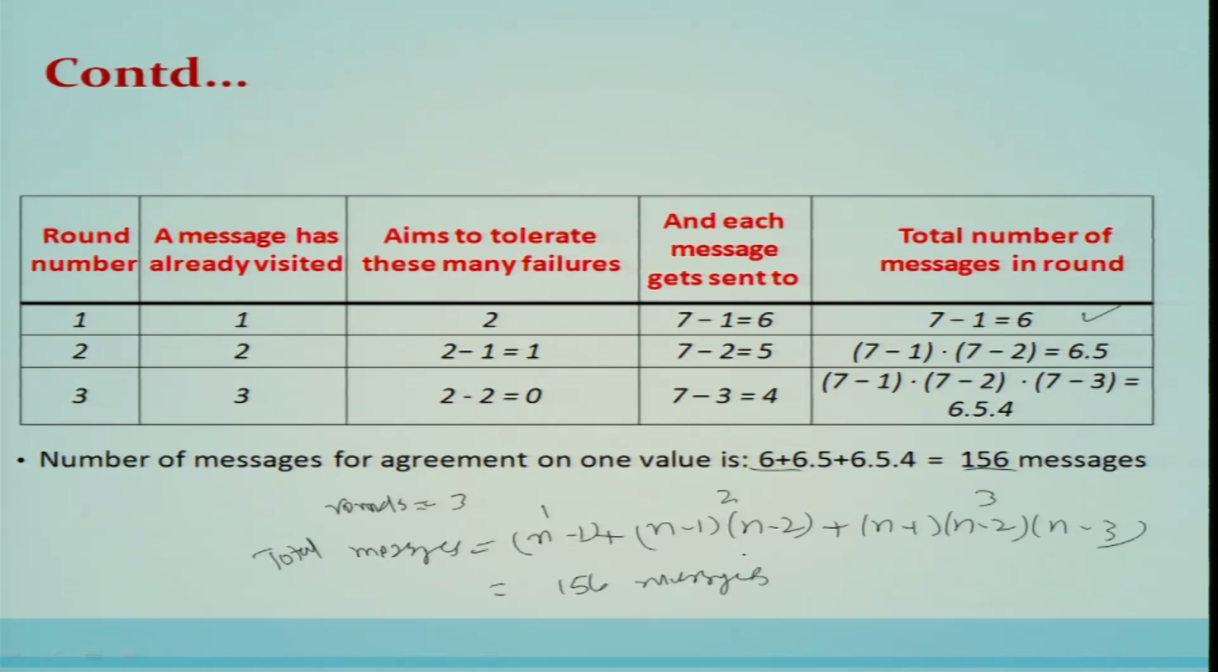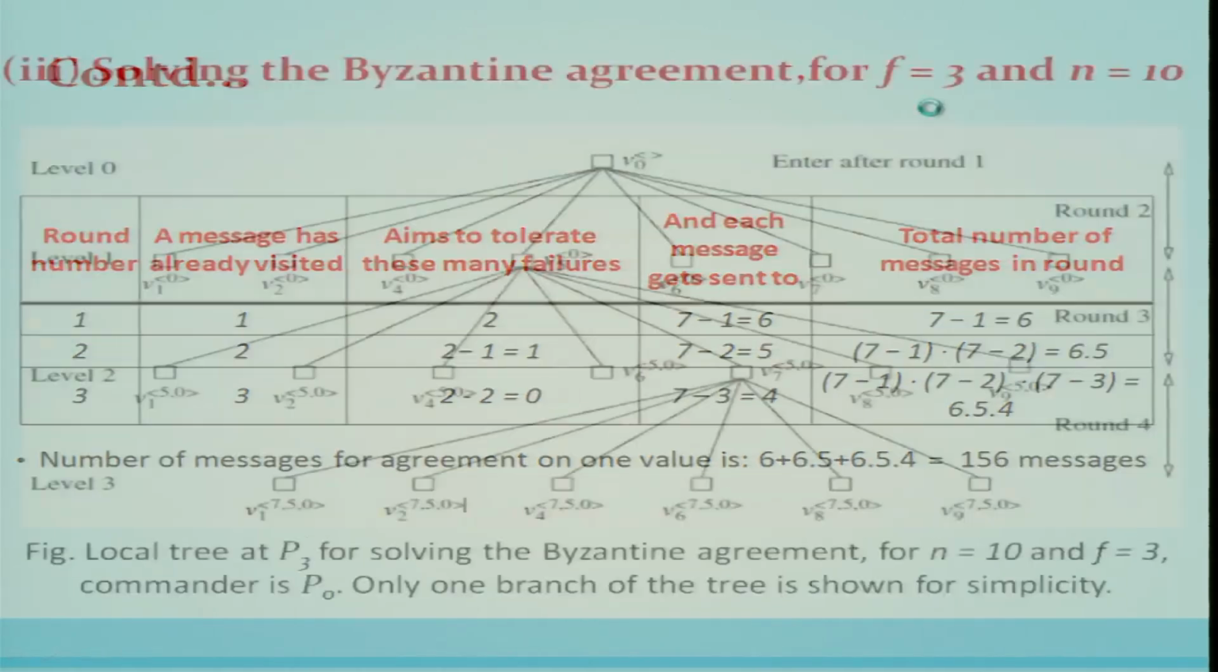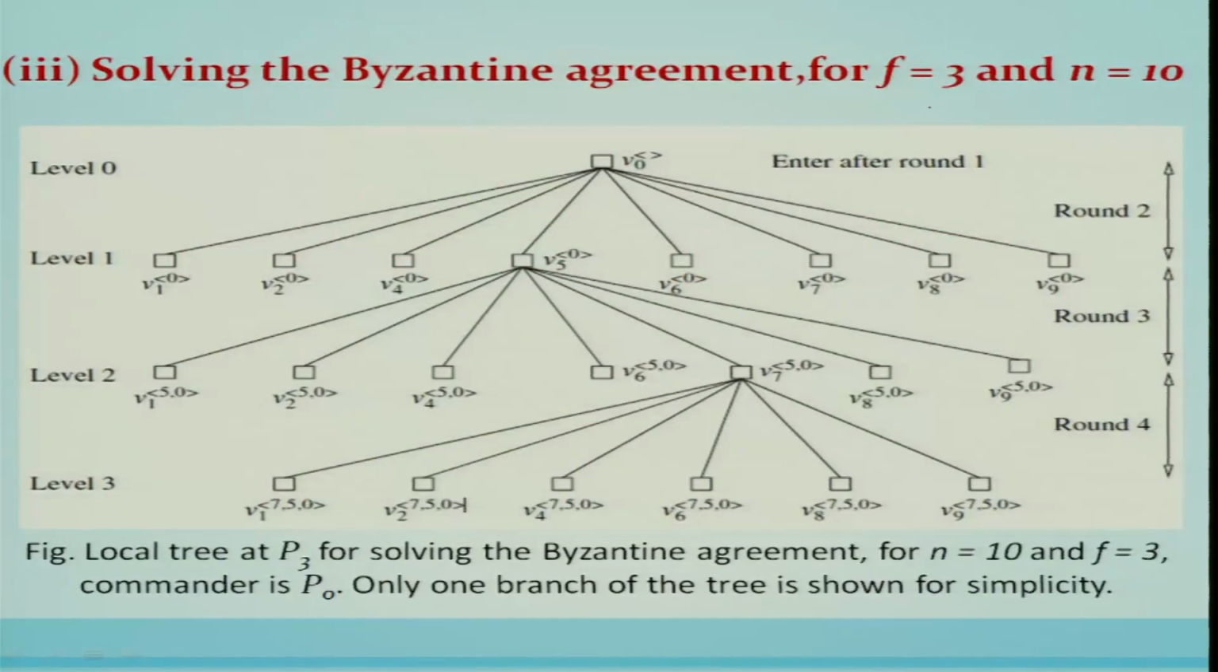So we have seen two examples where f is equal to 1 and f is equal to 2. Now we are going to see a more complicated example where f is equal to 3. When f is equal to 3, the total number of nodes will be 10. 3f plus 1 is equal to 10, and the number of rounds will be f plus 1, that is 3 plus 1, that is 4.